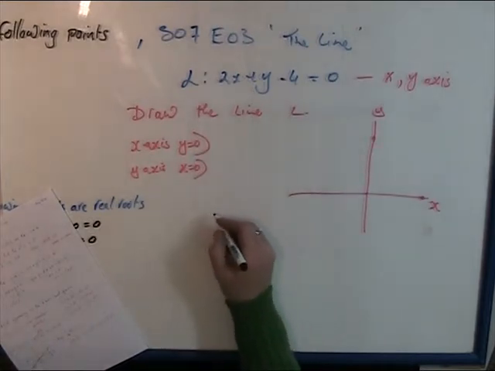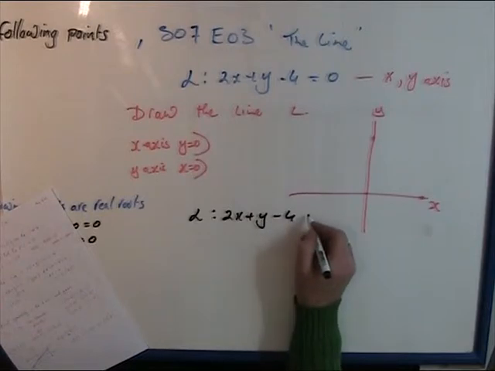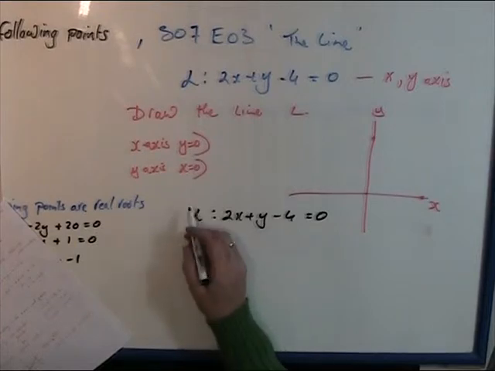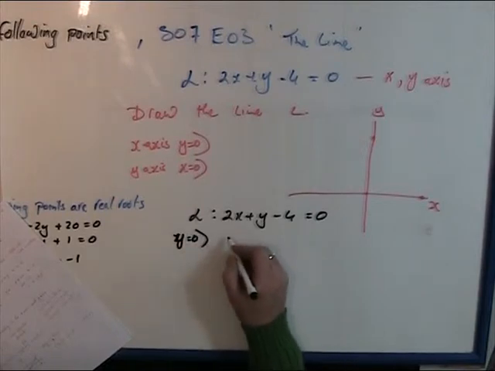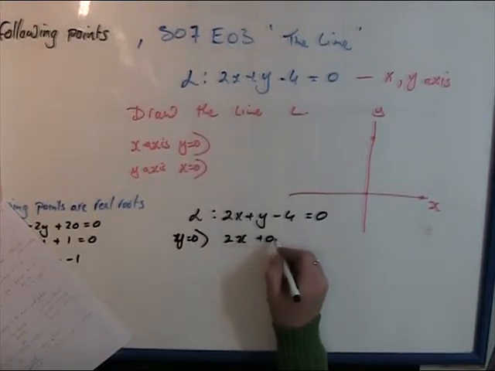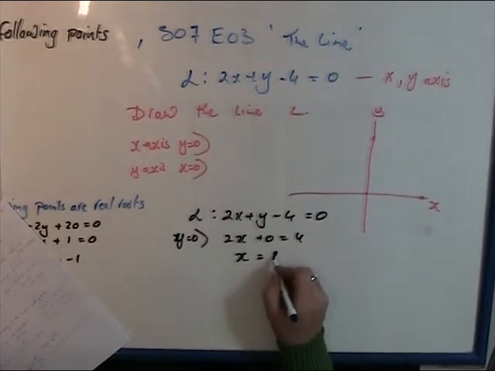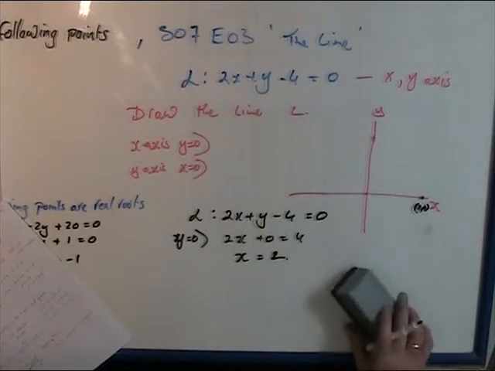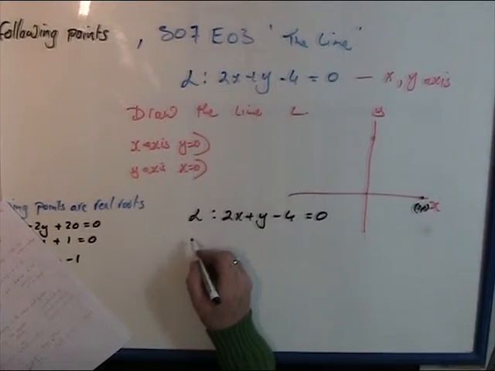So let's find out. L is 2x plus y minus 4 is equal to 0. Let's find out where it cuts the x-axis. When it cuts the x-axis, y is equal to 0. So you got 2 times x plus 0 is equal to 4. I brought over the minus 4. X is equal to 4 divided by 2, which is equal to 2. So that's the point (2, 0). So I found one set of points. And I do the same for when it cuts the y-axis.